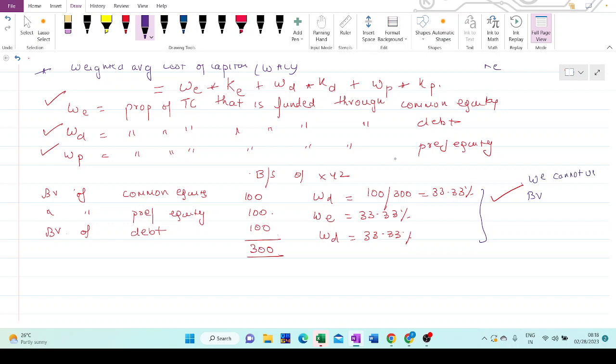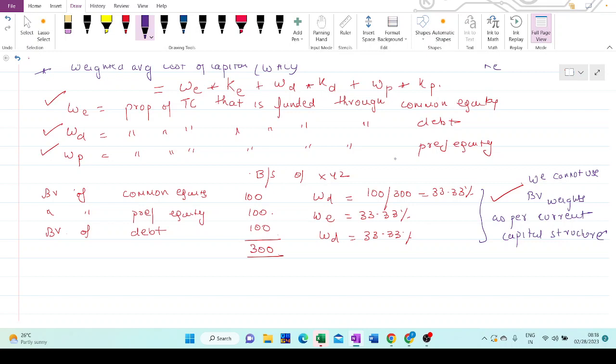We cannot use book value weights as per the current capital structure of the company to calculate WACC. We use the weights which represent the target capital structure of the company. So I'll explain this with an example.